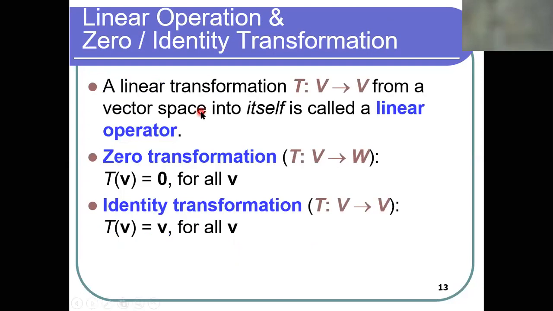So, dear student, let us look at some basic definitions. A transformation from V to V, from a vector space to itself, is called a linear operator. Zero transformation means that whenever you put in any element, it maps to zero. And identity transformation means that whenever you take any element of the domain, it gives you the same element. In that case we can say this is the identity transformation, provided that the range and domain are the same.